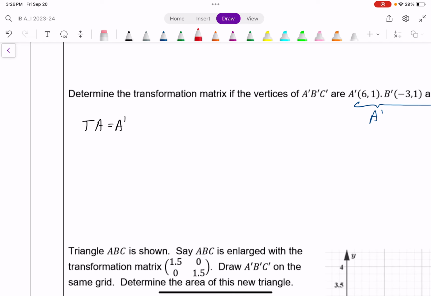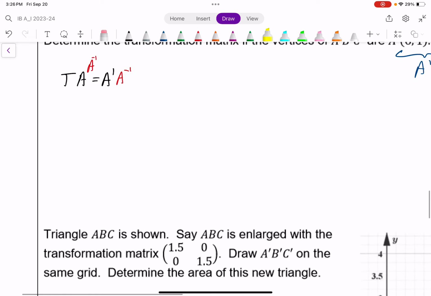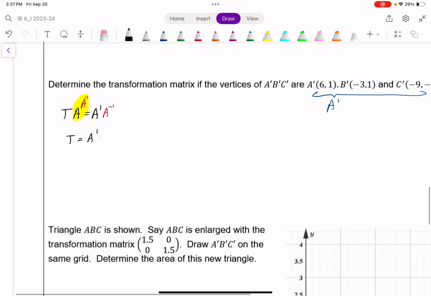And we would multiply both sides by the inverse. This would become the identity matrix. So you have just T isolated. T equals the image of A, which I have, times the inverse of A, which my GDC can find quite quickly. But if you actually try this, it won't work, because this idea only works if A is a square matrix that we can find an inverse of.